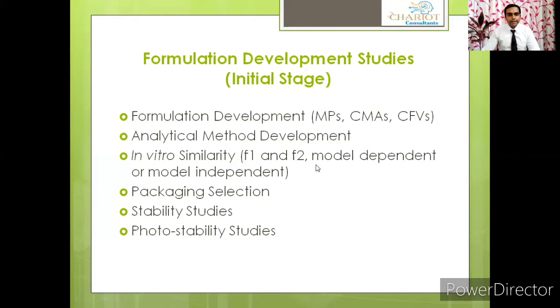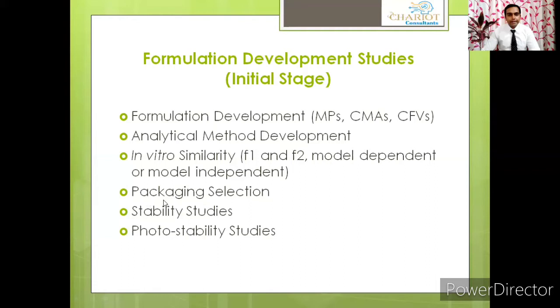But in some cases, you can go with the model dependent and model independent approaches. But first of all, companies and industries prefer to go for the F1 and F2, followed by, if there are any discrepancies or if they are getting lower values, with F2 less than 50, they can very well approach with the model dependent or model independent approaches. In our past, we have gone with some model approaches also, which the agency has accepted, but you have to provide a scientific rationale behind that.